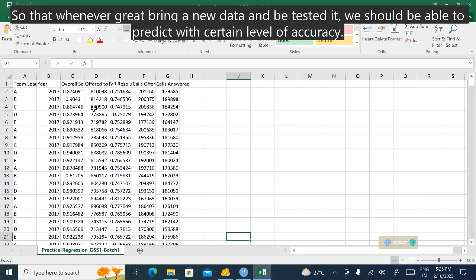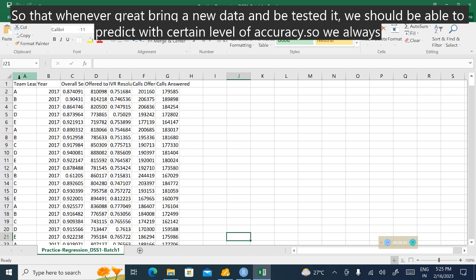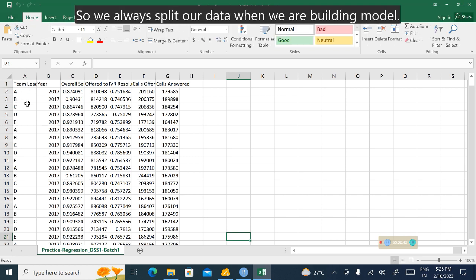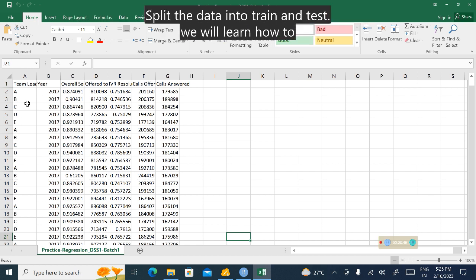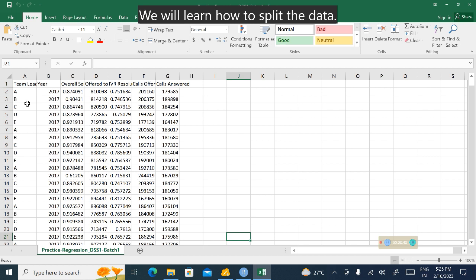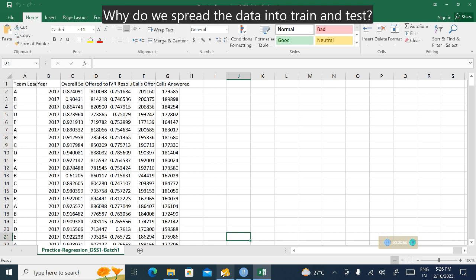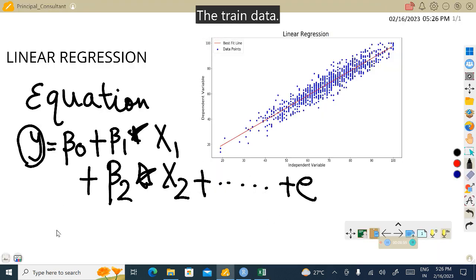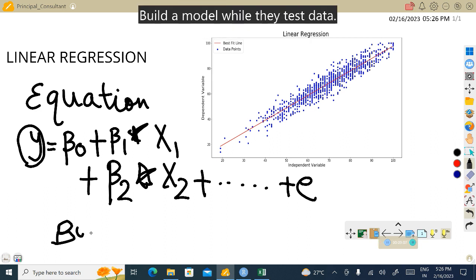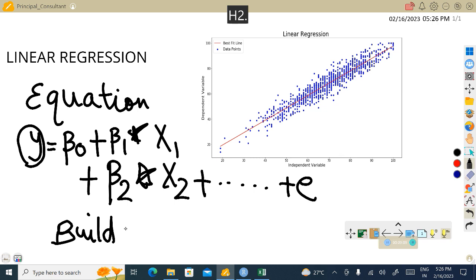So we always split our data when we are building a model. We split the data into train and test. We will learn how to split the data. Why do we split the data into train and test? The train data is to build a model, while the test data is to test the model.